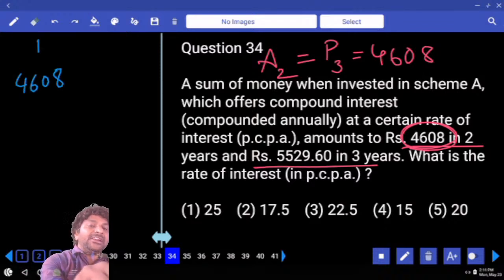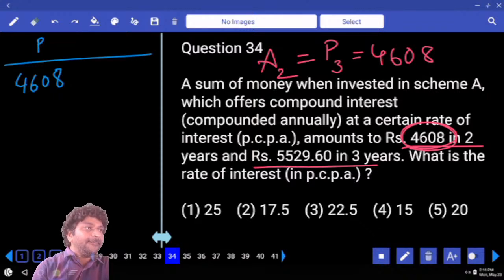4608 we can treat as the principal for the third year, and the amount in the third year they mentioned as 5529.6.